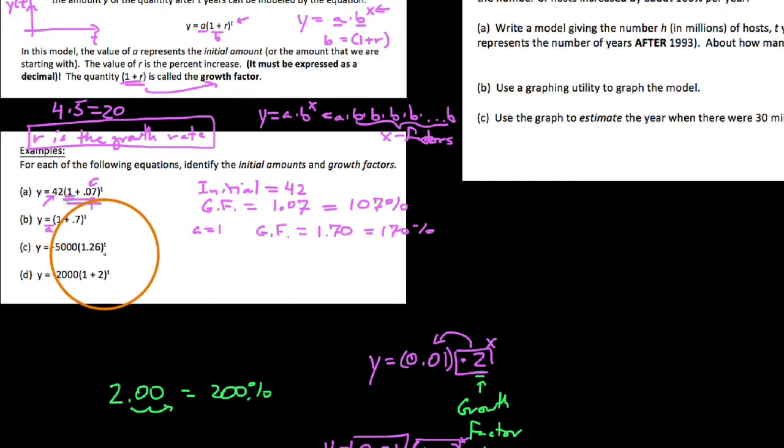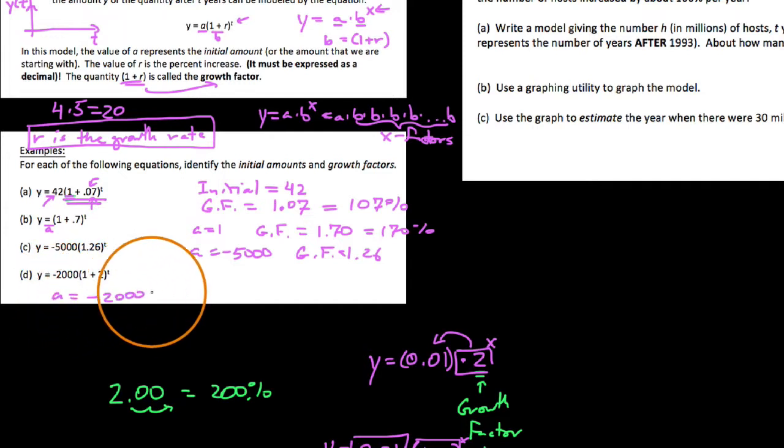And this one down here, our initial amount is negative 5,000 of something, and our growth factor is 1.26. It's growing by 1.26 every year, or every amount of time. Then down here our initial value is negative 2,000, and our growth factor is equal to 3, or 3.00, so you're tripling something. It's 300% of what you started with.